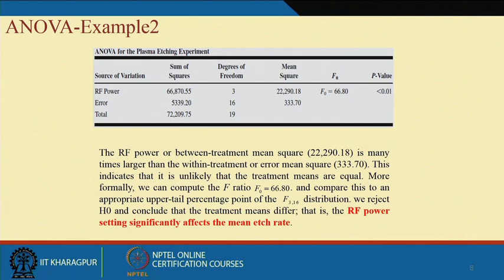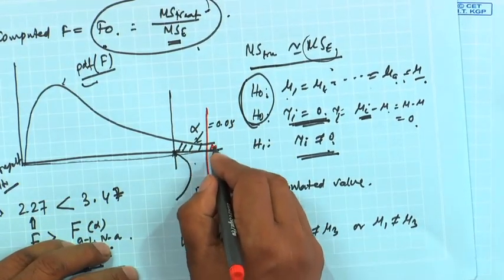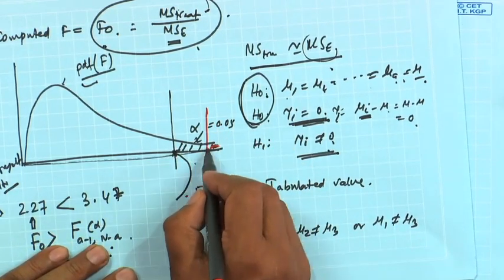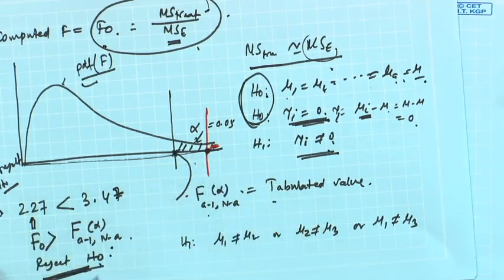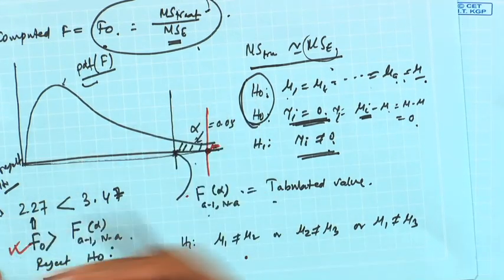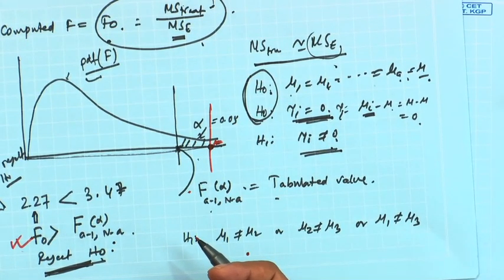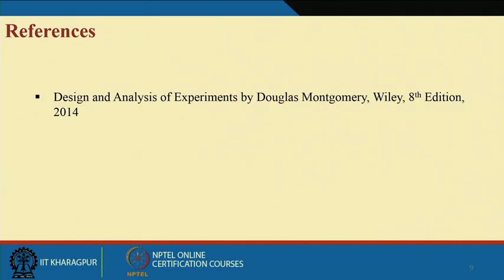That means in the second example, the value falls somewhere here, on this side. If my threshold value is here and my computed value is falling here, what does it mean? It satisfies the rejection condition. So, reject H0, which means the different power levels are affecting the mean etch rate in the second experiment. Okay, thank you again. It is again the Montgomery book, Design of Experiments. Thanks a lot.